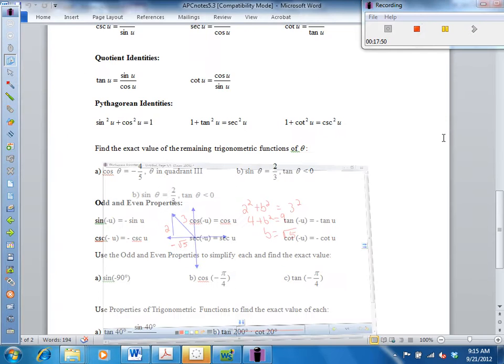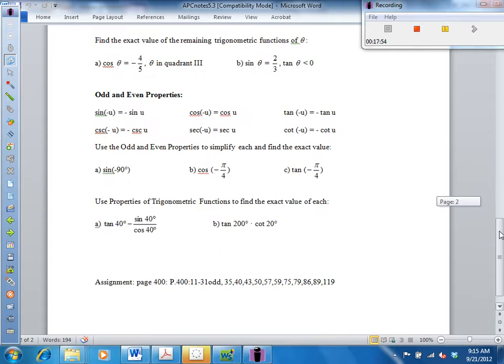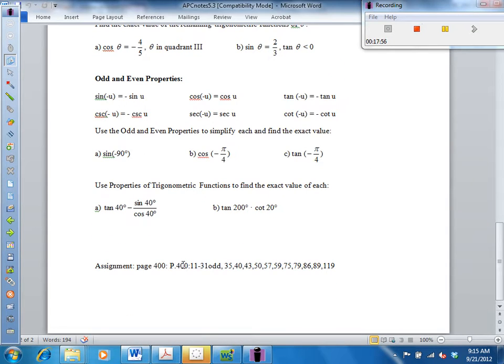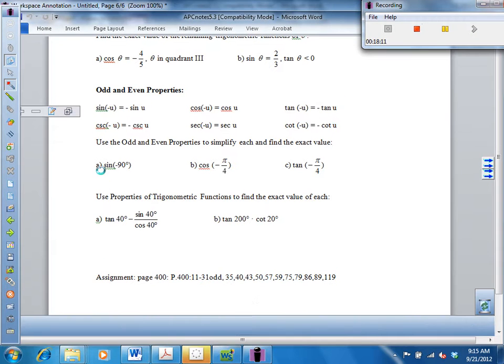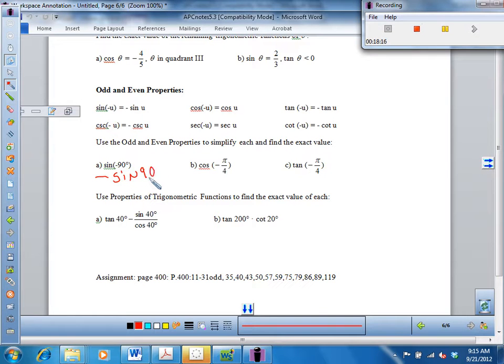But moving on, these are called the even and odd properties. Okay? So what this says is that the sine of a negative angle is the same as the negative sine of the positive angle. For instance, if I have sine of negative 90, that's equal to negative sine of positive 90, which is negative 1. Good? Do you understand that? That's what these even and odd properties say.